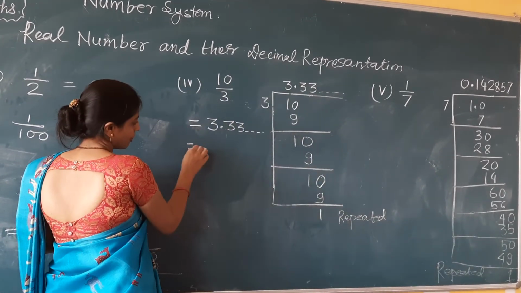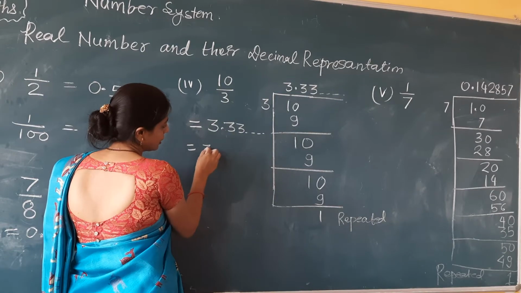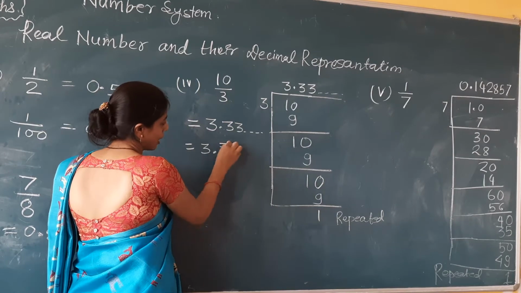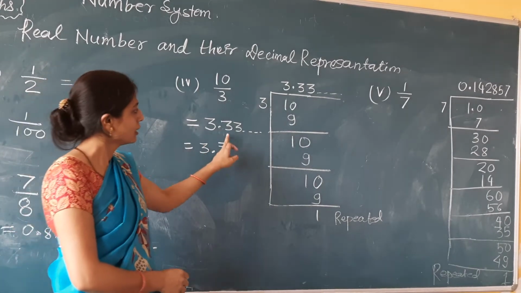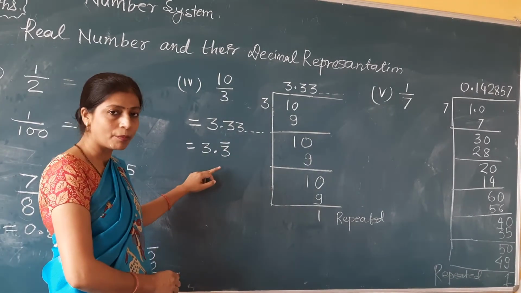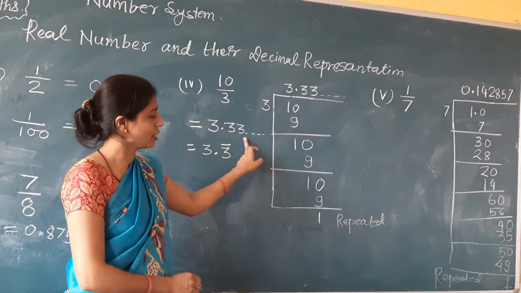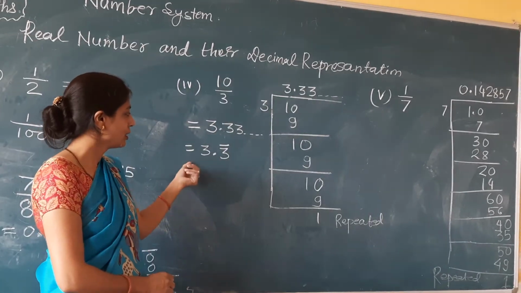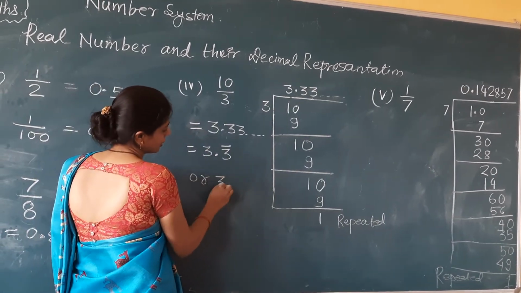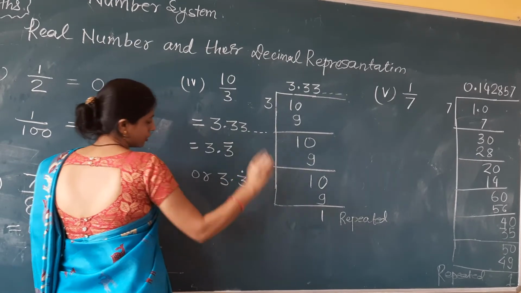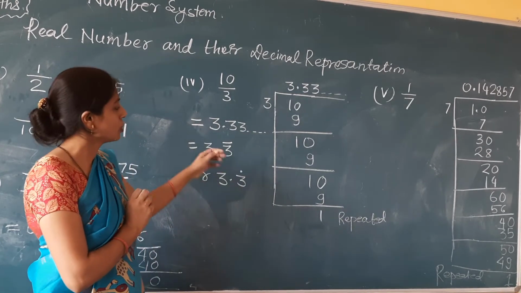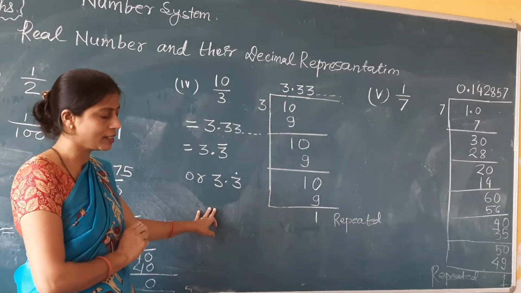Then we can write this kind of decimal representation as 3.3 bar. This bar sign denotes that the 3 repeats. We can write this 3.33... as 3.3 bar, or we can write it with a point over the 3. In this form also we can write this. So this is our non-terminating decimal representation.